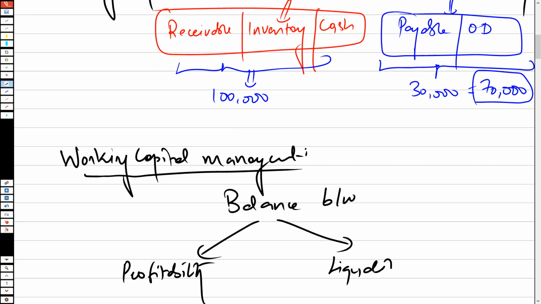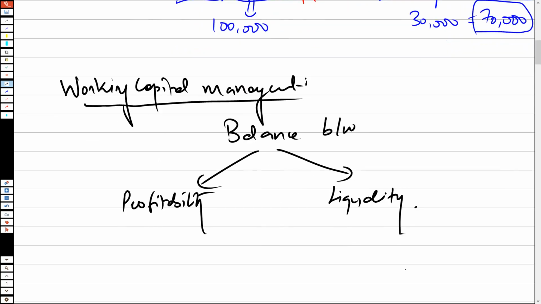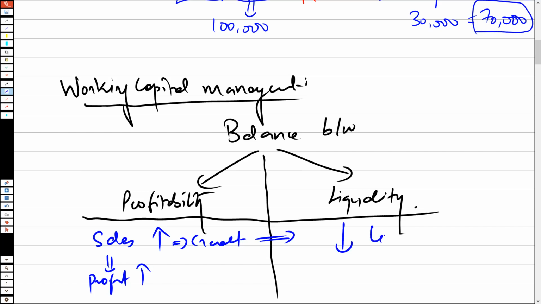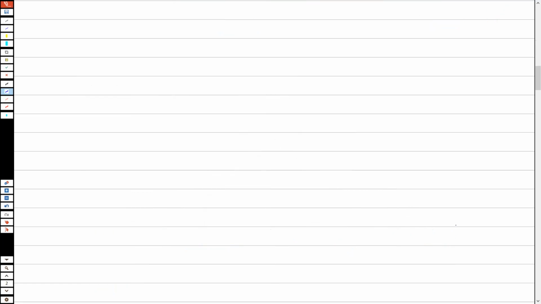Whenever we talk about working capital management, the core objective is that we have to strike a balance between profitability and liquidity. What do you mean by profitability? For example, if a business has a very high amount of sales, but all the sales are on credit, the sales would lead to an increase in profitability. But at the same time, these credit sales would make sure that your liquidity is deteriorated.